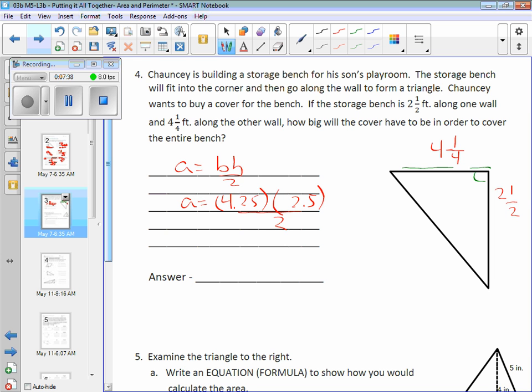That's if you do it as decimals. If you do it as fractions, which I do think takes longer, it does, because you got to change your mixed numbers to improper fractions. But you wind up with a half times 4.25 times 2.5. Now, if you did it as fractions, after you've done your math, and assuming that you've done your math correctly, you wind up with 5 5/16. And that would be square feet in this case.